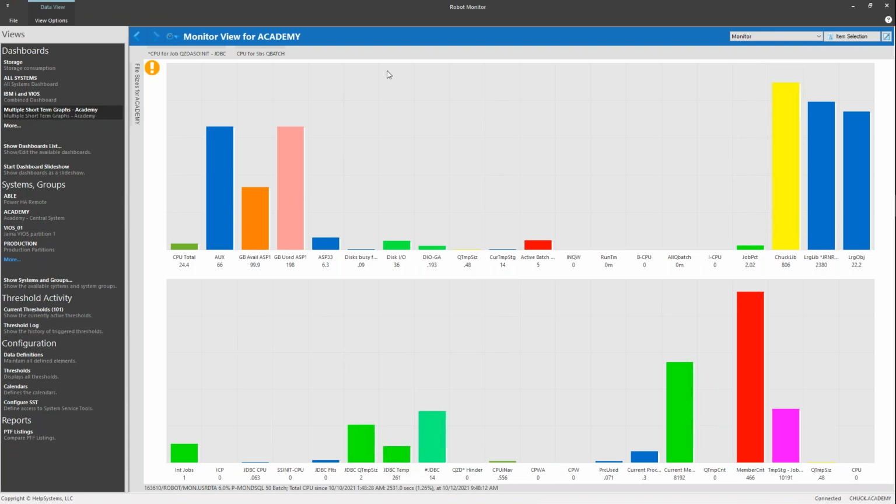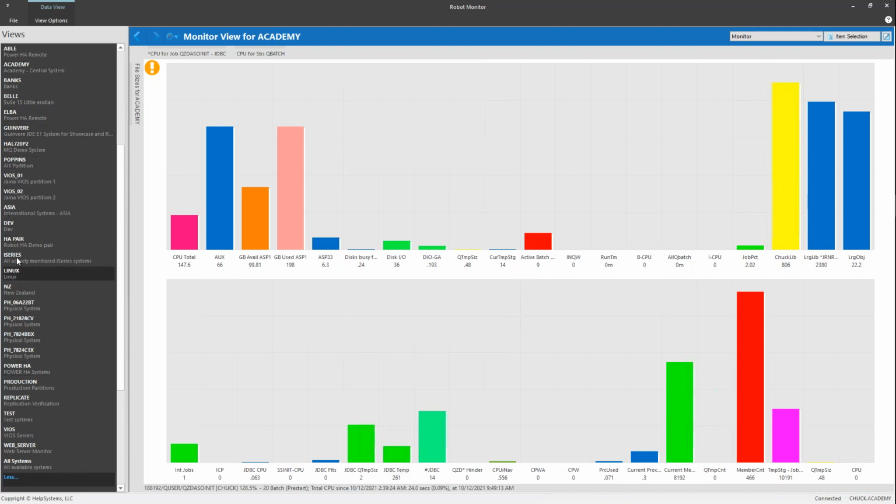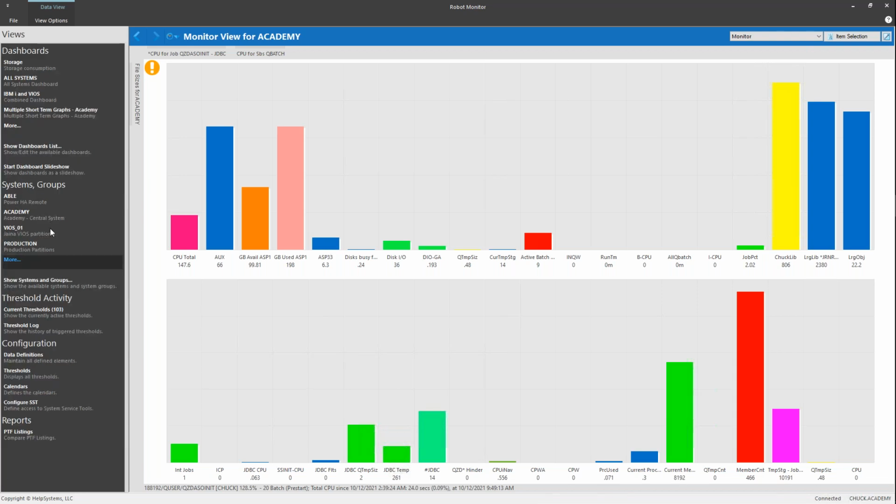There you are. All right, so let's talk a little bit about the interface. This is a Windows application accessing data that's in DB2. The Robot Monitor tool is pulling data from all of the partitions that are associated with your environment. We're looking at a single partition view called Academy currently. My systems and groups view is over here on the left-hand side. I've got a whole bunch of systems, and you'll see some AIX partitions, some Linux partitions here, and of course, a number of IBM i partitions. You'll also see dashboards. And then down below, you'll see thresholds and, for instance, data definitions.